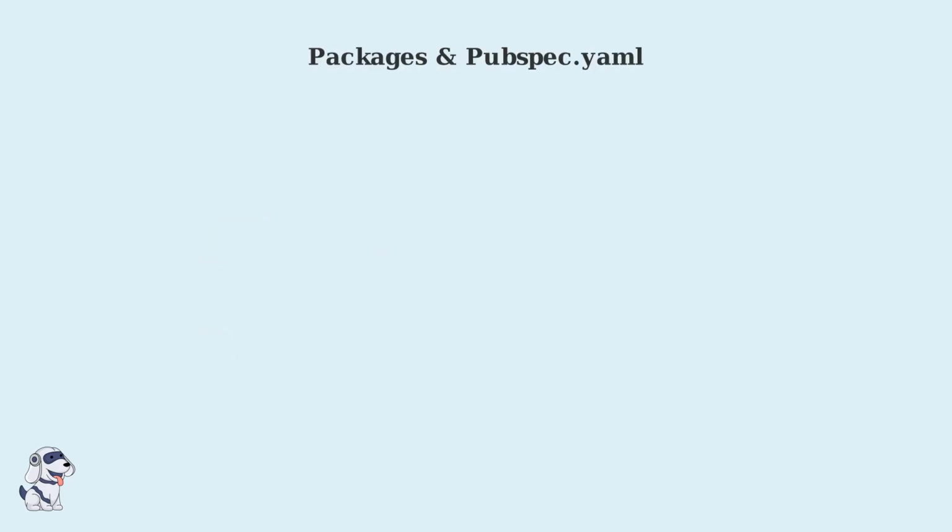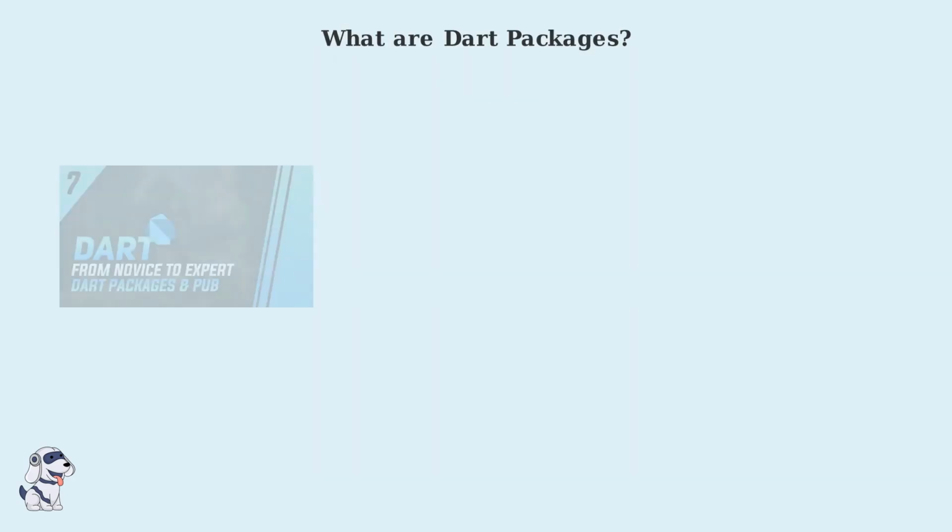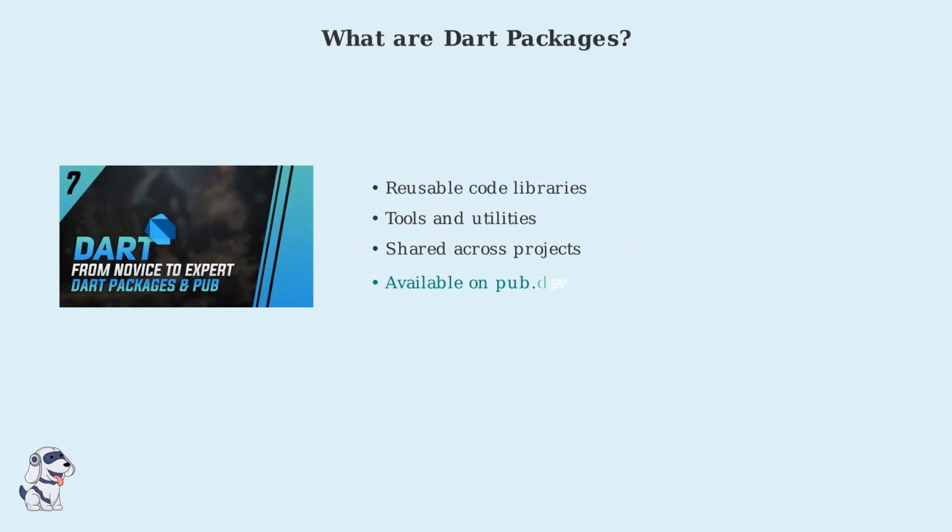Dart uses a powerful package system to manage shared software, libraries, and tools. Understanding packages and the pubspec.yaml file is essential for building robust Dart applications. Dart packages are reusable code libraries that contain tools, utilities, and functionality you can share across projects. The official repository for Dart packages is pub.dev, where thousands of packages are available.